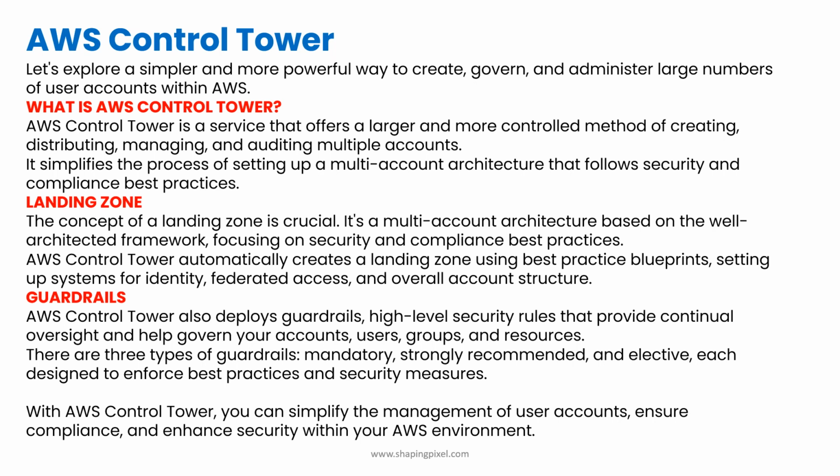There are three types of guardrails: mandatory, strongly recommended, and elective, each designed to enforce best practices and security measures. With AWS Control Tower, you can simplify the management of user accounts, ensure compliance, and enhance security within your AWS environment.